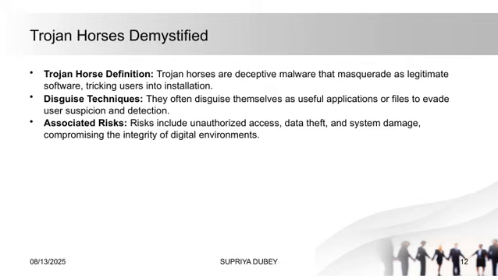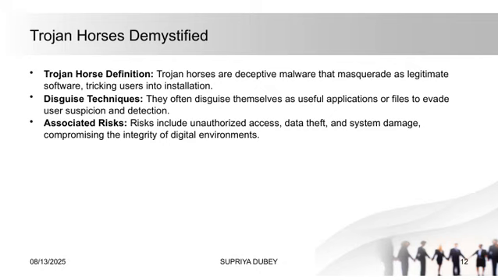They often disguise themselves as helpful applications or files that you might expect to see on your system. For example, a seemingly important update or a helpful tool. This disguise technique helps them evade detection because they blend in with normal files or programs. Now, the risks associated with Trojan horses are quite serious.